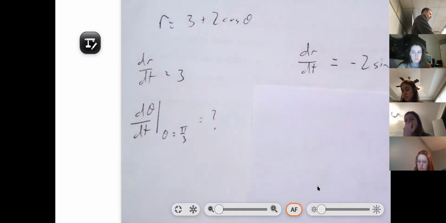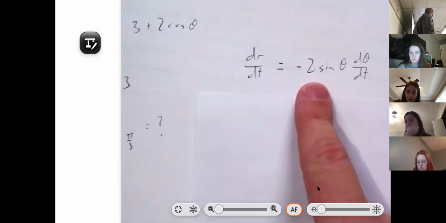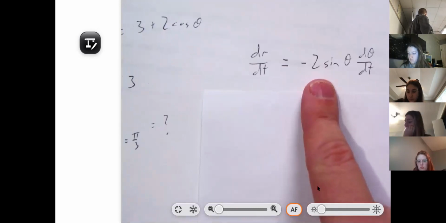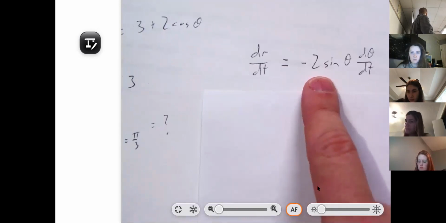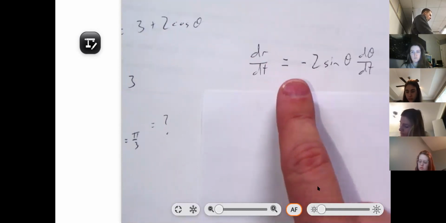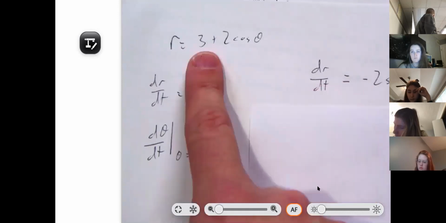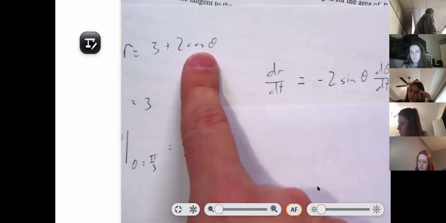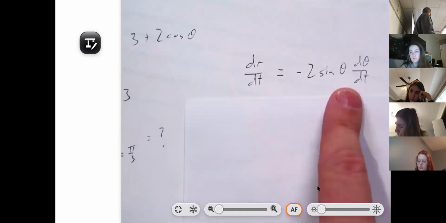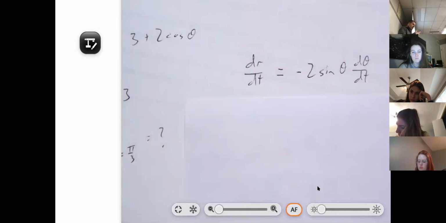This is already in terms of r and theta, so that's good. Then you differentiate with respect to time. So remember, you differentiate everything, and then you put d whatever dt. This is you kind of stopping time. So the derivative of r is dr/dt. The 3 goes away, and then this is -2 sine theta d theta/dt. All the hard stuff's over. Now it's just substitute your stuff in and solve.